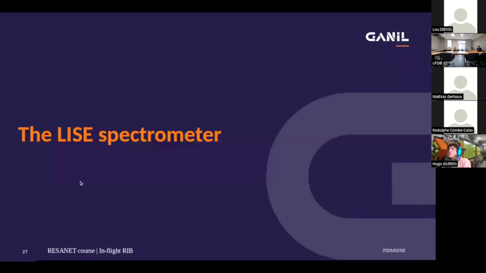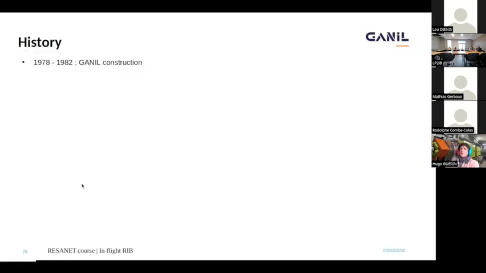So I finish with the LISE spectrometer. I will present you this spectrometer. First of all, a bit of history of this spectrometer. Just between 1978 and 1982, this was the GANIL construction.